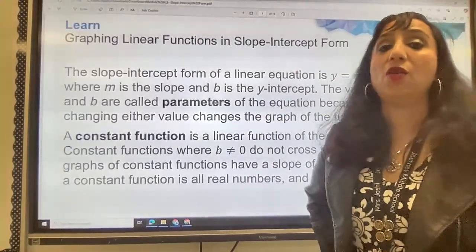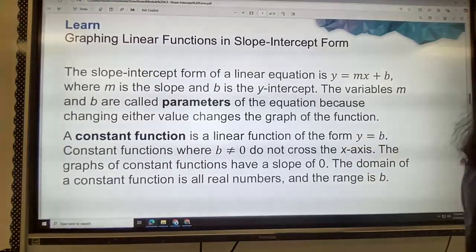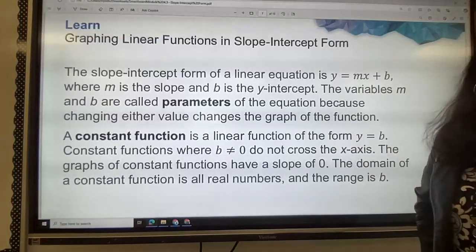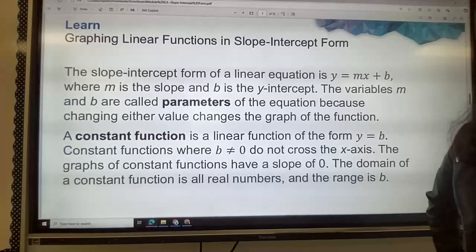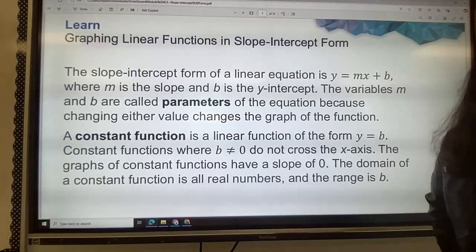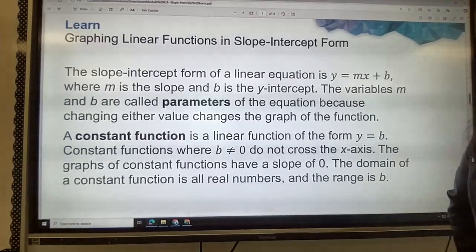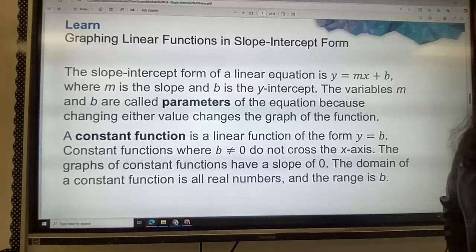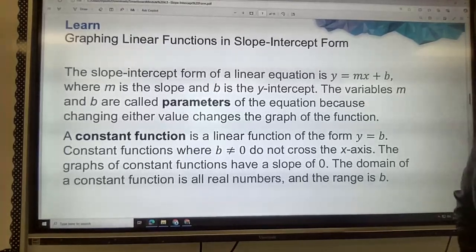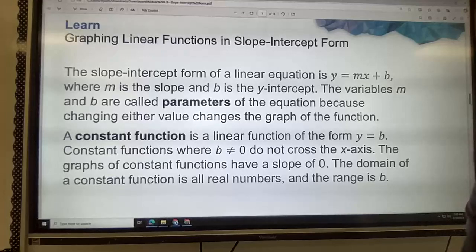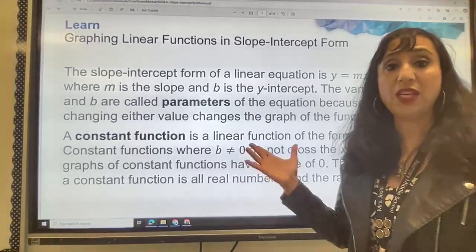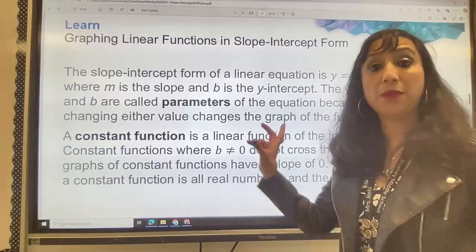All right, so now a constant function is a linear function of the form y is equal to b. Constant functions where b is not equal to 0 do not cross the x-axis. And the graph of constant functions has a slope of 0. And the domain of a constant function is all real numbers and the range is b. So let's go ahead now that we've understood these two. We are going to solve some problems based on this.